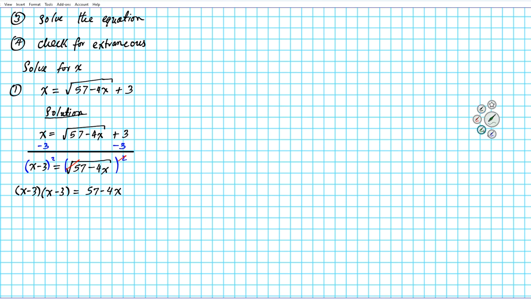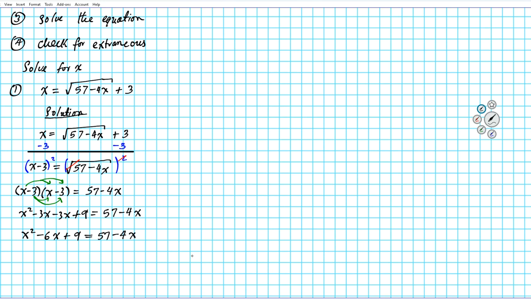Now on the left side, we're going to have to simplify that. We're going to distribute the x across both terms. Just FOIL it out. And then negative 3 across both terms. So when we do the multiplication, we're going to have x squared minus 3x, first, outer, inner, minus 3x plus 9, last, equals 57 minus 4x. So now we're going to solve this resulting equation. It's a quadratic equation. So let's simplify the left side first. We have x squared minus 6x plus 9 equals 57 minus 4x.